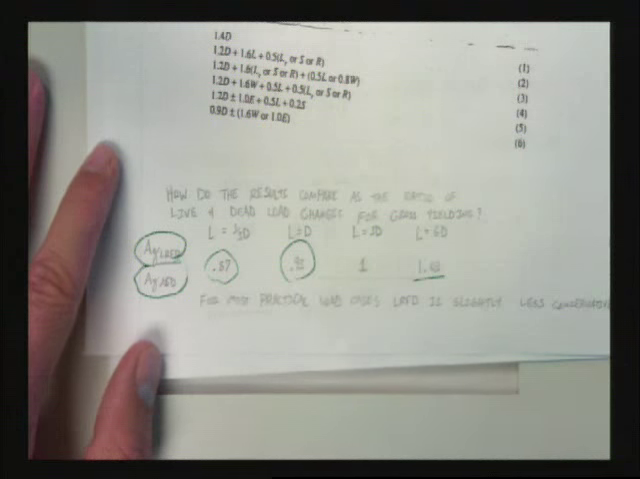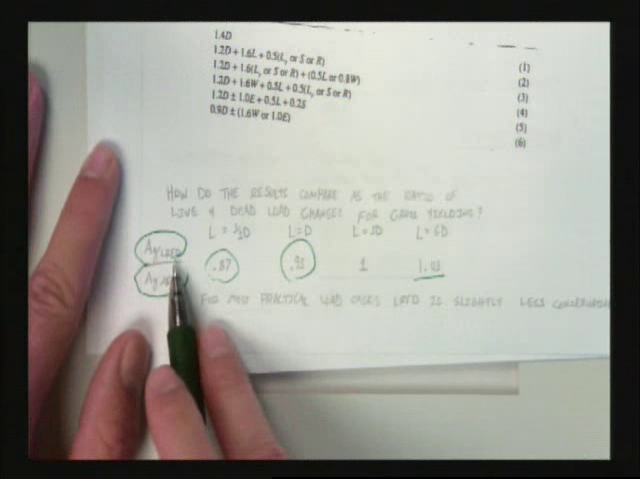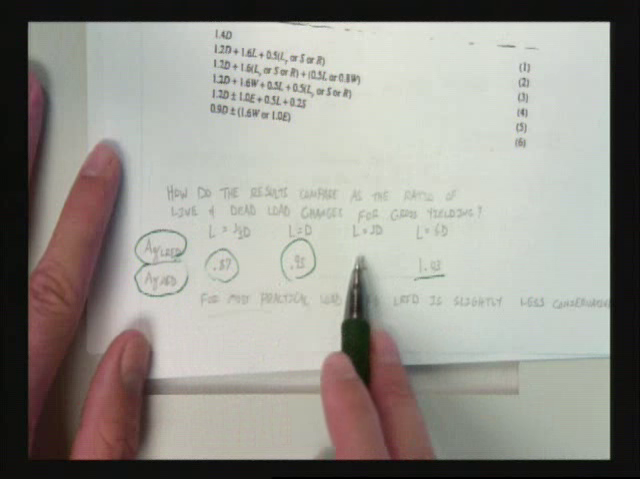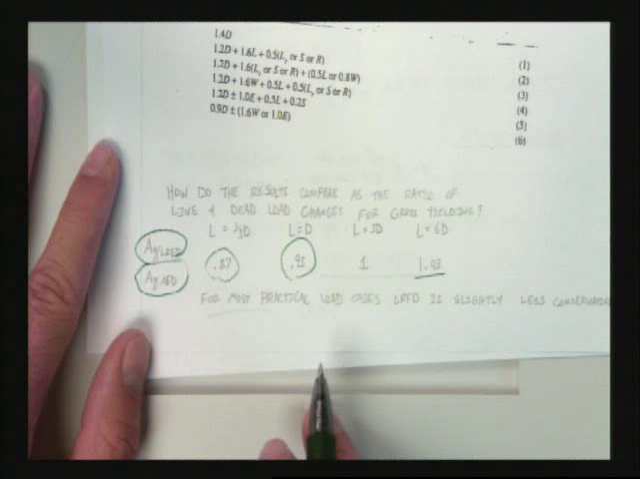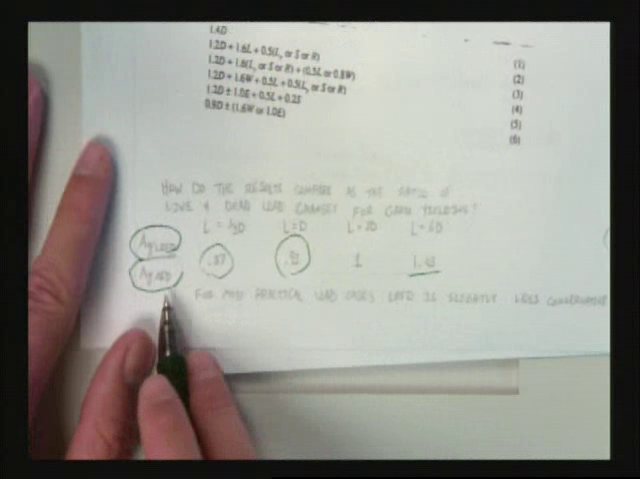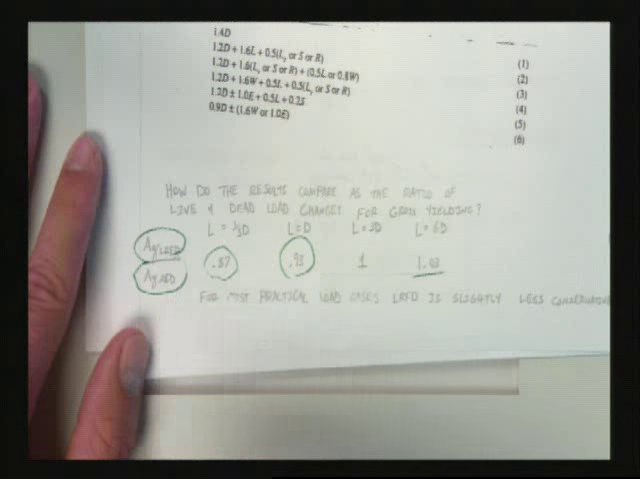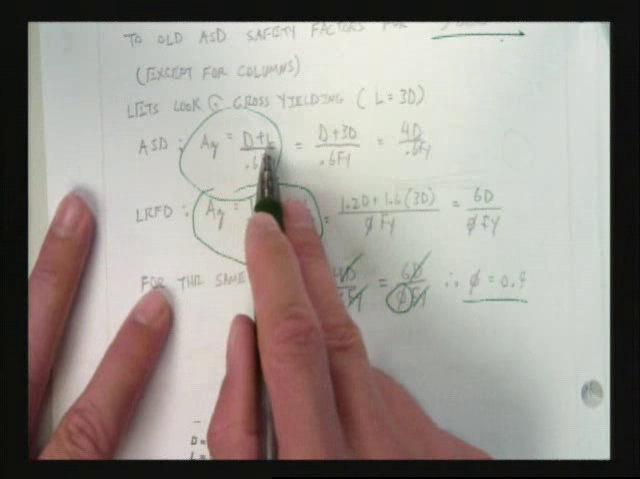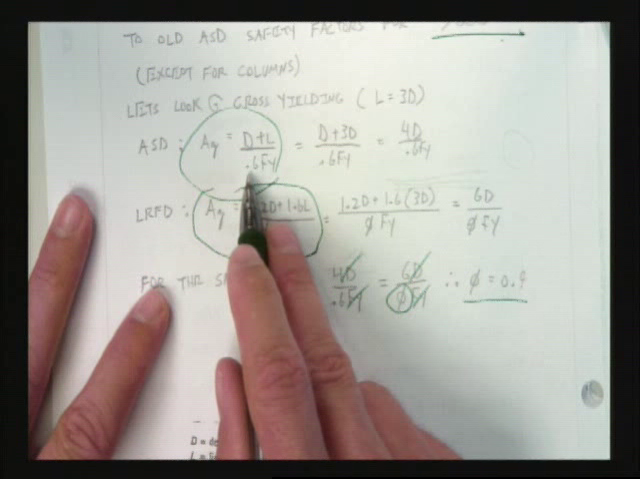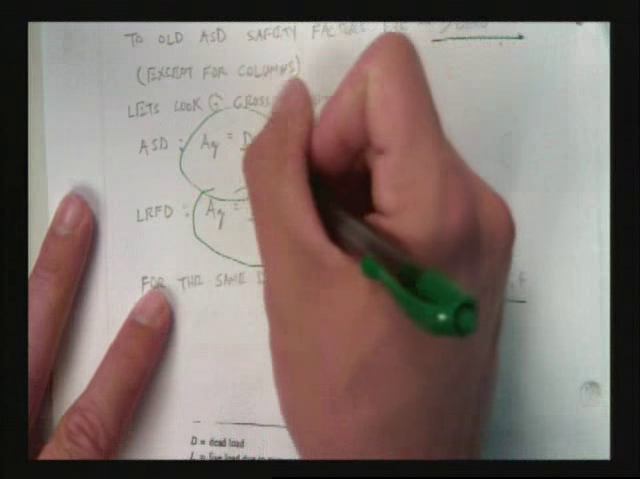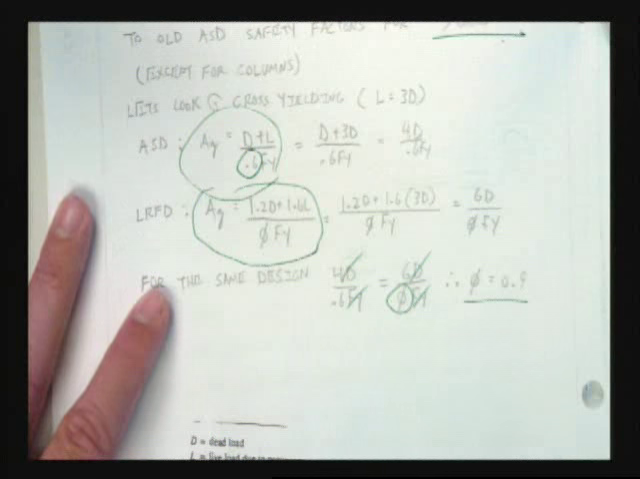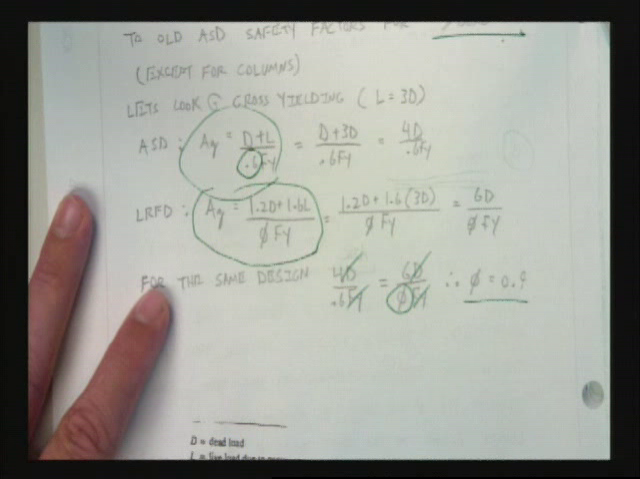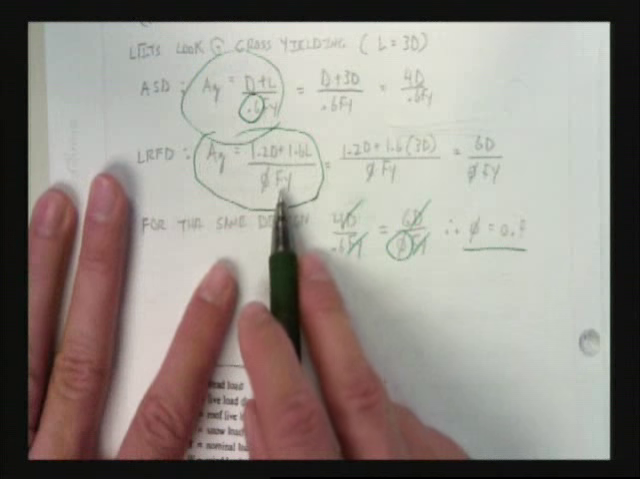The safety factor in an LRFD design varies based on the ratio of live to dead. The safety factor for an ASD design is fixed. If you go back to an ASD design that we talked about earlier, it's dead plus live over 0.6 Fy. It's fixed. The safety factor is only in one place. It's fixed. Here, in the LRFD design, where is the safety factor?